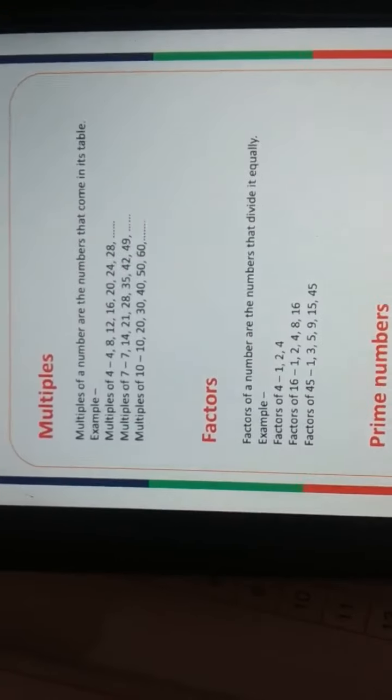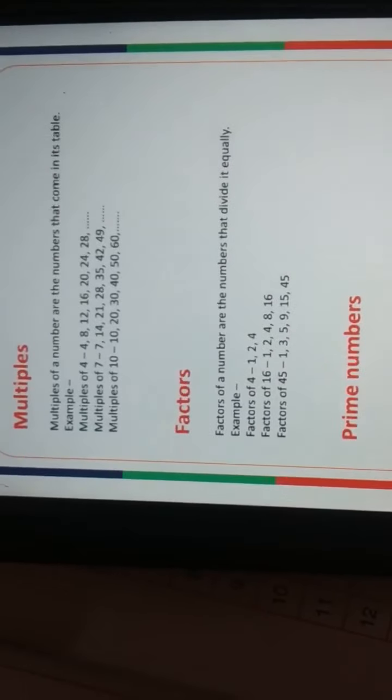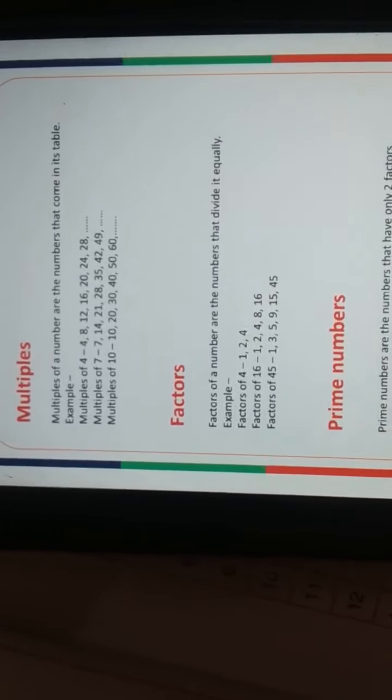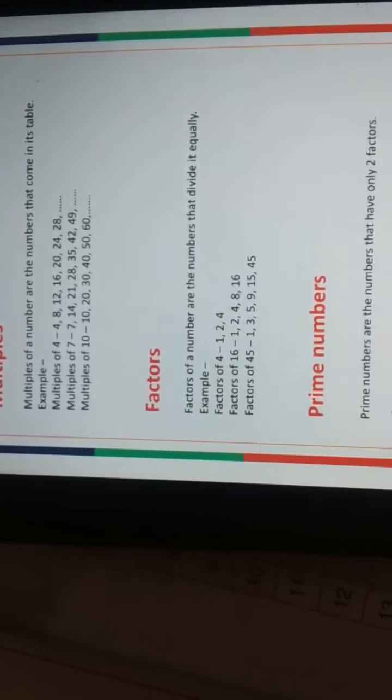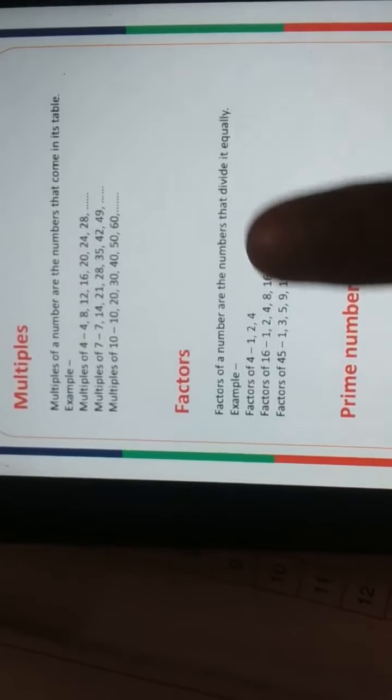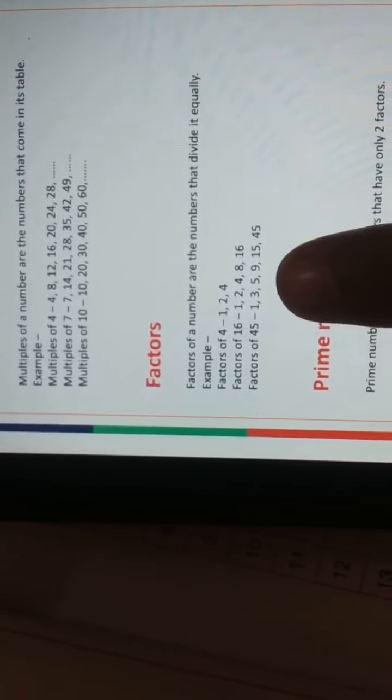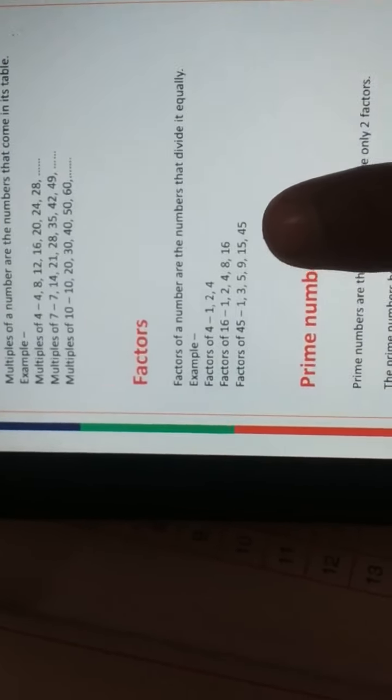Now factors. What were factors? Factors of a number are the numbers that divide it equally. For example, factors of 4: 1, 2, 4. Factors of 16: 1, 2, 4, 8, 16. Factors of 45: 1, 3, 5, 9, 15 and 45.